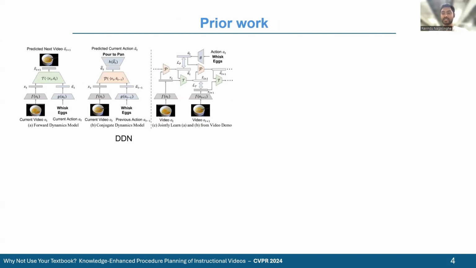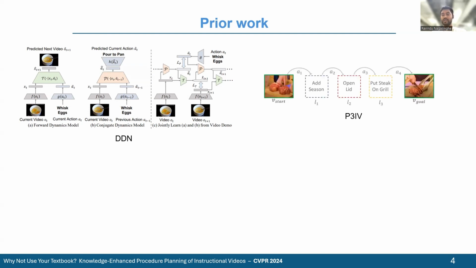Procedure planning in instructional videos was first introduced by DDN, which conceptualized the problem as sequential latent space planning. Here they employ transformers for action prediction while using intermediate visual states for training. Building on this, P3IV views this problem as a distribution fitting problem to mitigate error propagation in sequential decisions. P3IV replaces intermediate visual states with language representations for supervision, predicting all steps simultaneously instead of using autoregressive methods.